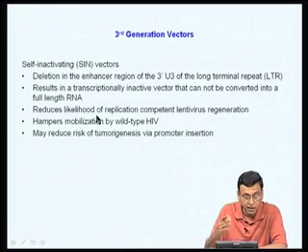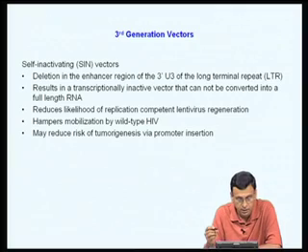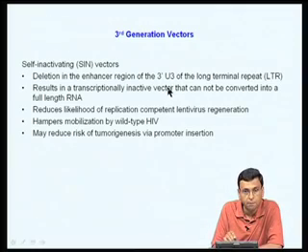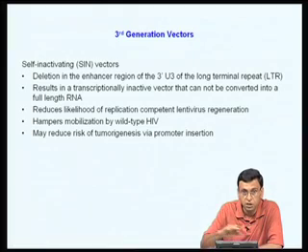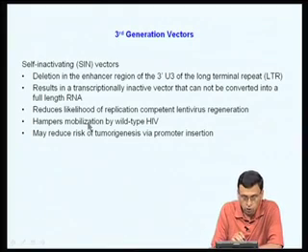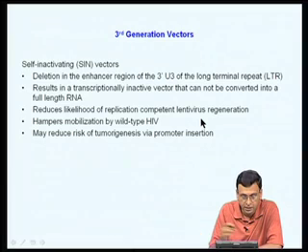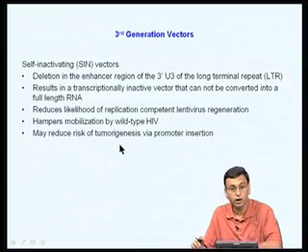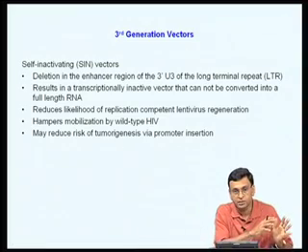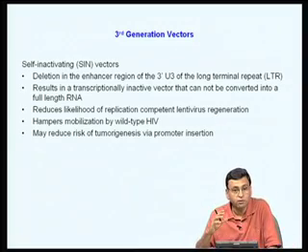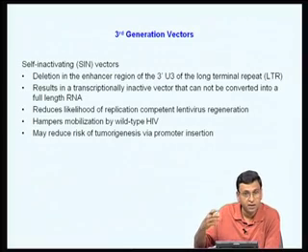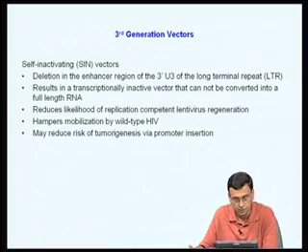The third generation vectors are called self-inactivating vectors, or SIN vectors. They have a deletion in the enhancer region of the 3' LTR that results in a transcriptionally inactive vector that cannot be converted into a full length RNA. So the chance of wild type virus emerging from such packaging cells is completely minimized. Replication competent viruses cannot come out of such packaging cell lines. They hamper mobilization by wild type HIV and may reduce the risk of tumorigenesis via promoter insertion. So just like the retroviral cell lines, a number of developments took place to develop safe lentiviral packaging cell lines, so that safe lentiviruses can be produced from these packaging cells.